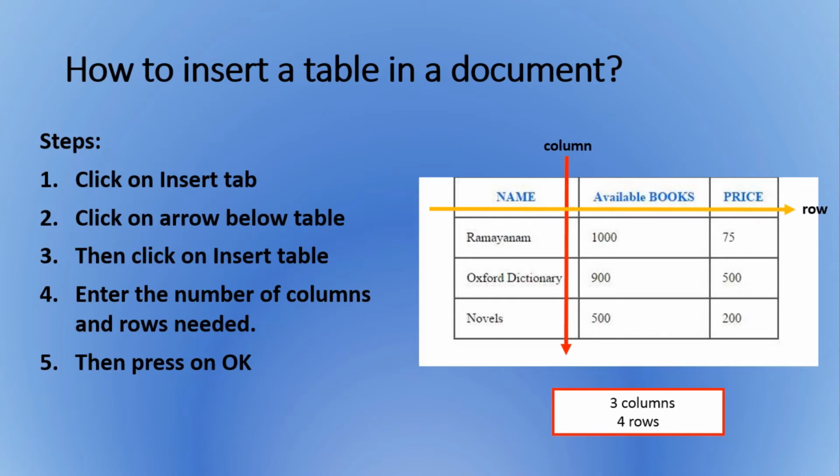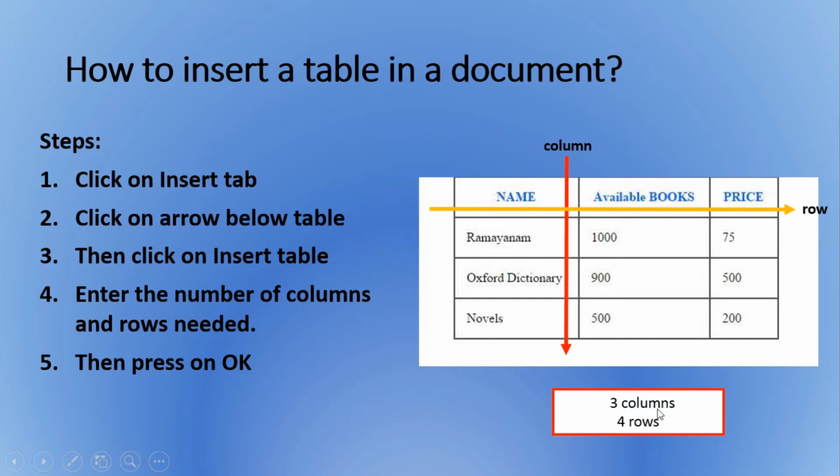Let's look at the example in this table. First, we must count the number of columns. Columns we count like this. This is a column. I have one column, two columns, and three columns. Therefore, there are three columns.